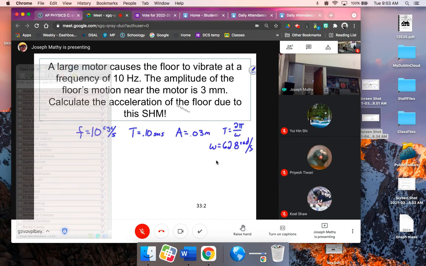I know the simple harmonic motion deals with centripetal acceleration, which equals v squared over r. I also know that linear acceleration equals r times alpha. So we've got a couple things we can put together as far as this problem.